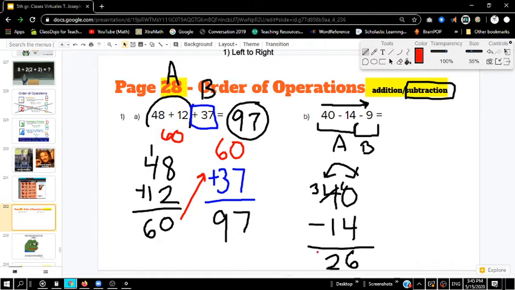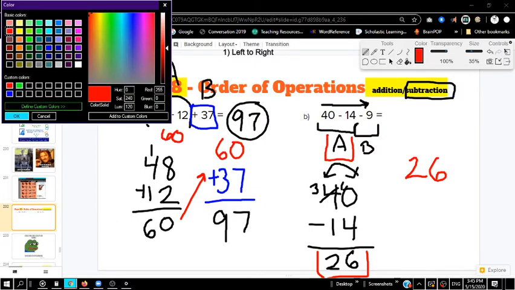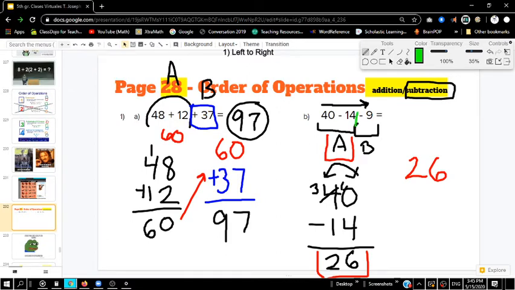Remember, we just found the first part of our answer. Okay, that was the letter A. Now we need to take that number, 26, and we need to subtract the 9. We have our 9 right there. Okay, we're going to do that second step. So minus 9.